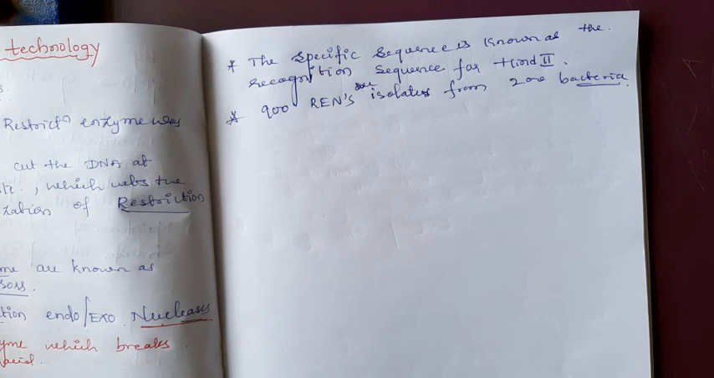Okay, in that we started the discussion about the first restriction enzyme, that is Hind2. It was isolated from bacteria and cuts the DNA at a particular sequence of 6 base pairs. The particular sequence which is cut by Hind2 is known as the restriction sequence. After the Hind2 isolation, 900 restriction enzymes have been isolated from 200 strains of bacteria. Okay, the remaining points of restriction enzymes we will discuss in the next class.